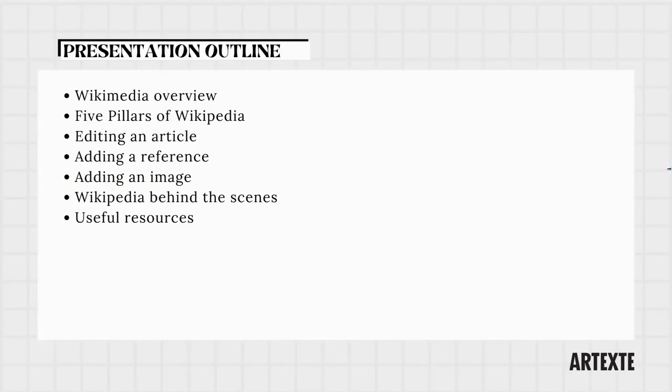So first of all, for this presentation, we're going to start with an overview of the Wikimedia Foundation. I'm going to tell you about the 5 pillars of Wikipedia, and then we'll go through the different steps of how to edit an article, including some basic things such as adding a reference, adding an image, and then we'll take a look at creating a Wikipedia page and Wikipedia behind the scenes. At the end of the presentation, I'll give a short demonstration and also point you to some useful resources to increase your knowledge of how to further edit Wikipedia.